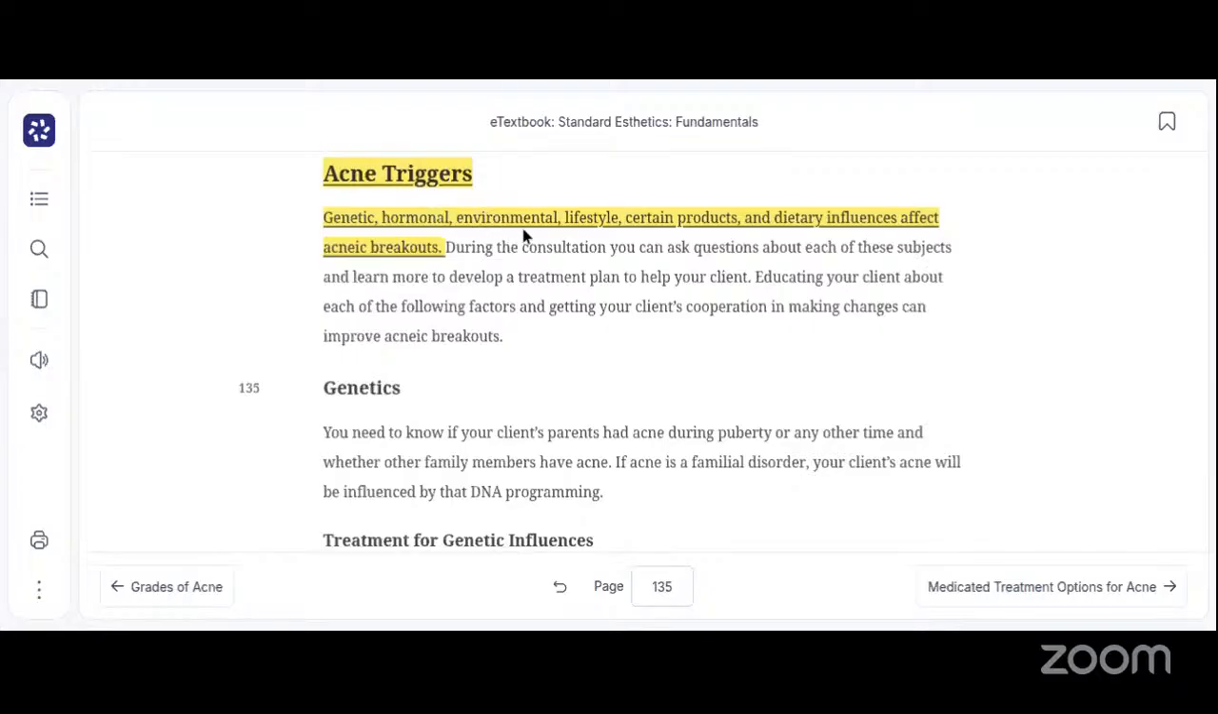I'm going to ask about where they work, where they live. I'm going to ask about how often they're drinking and smoking. I'm going to ask about the products that they're using, because a lot of time people think it's the products and cosmetics, and it's not. I'm going to ask about what they're eating, what they're putting in their mouths.